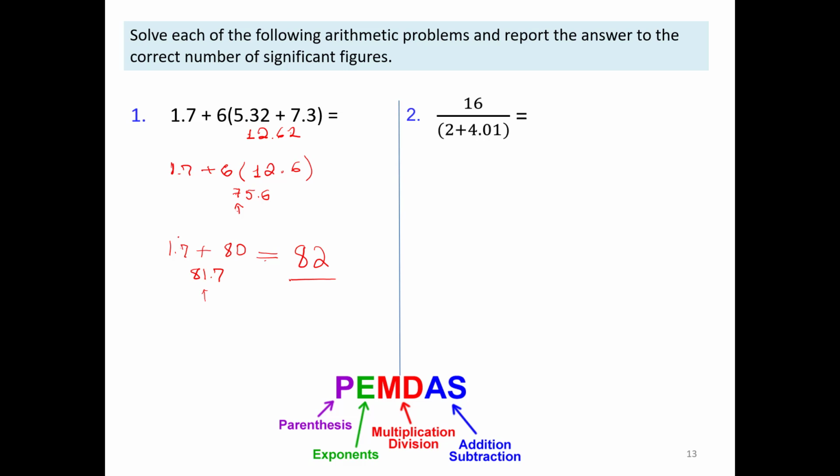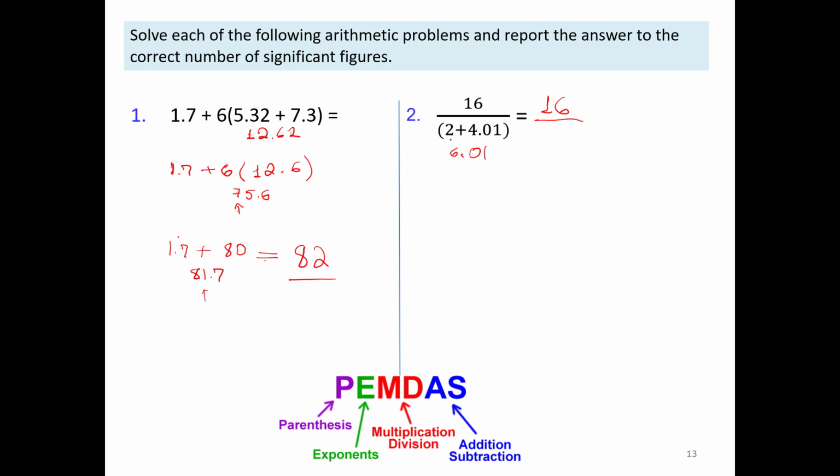Then let's try number 2. For number 2, we need to solve the denominator first, because we had some addition in the denominator, and then we divide. First the parentheses. If we add these two numbers, we get 6.01. Now let's write it with the correct number of significant digits.